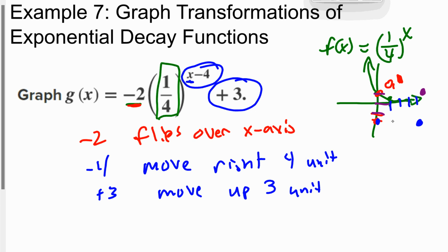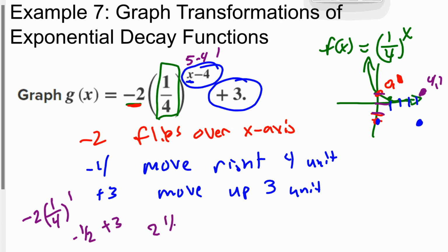Okay, and now which direction is it going to go? Well, you can just plug in another number. All right, so we have this point (4, 1). I can just plug in 5. So 5 minus 4, that'd be 1. 1/4 raised to 1 is 1/4. 1/4 times -2 is -1/2. -1/2 plus 3 would be 2.5. Right? So at 5, we're up at 2.5.